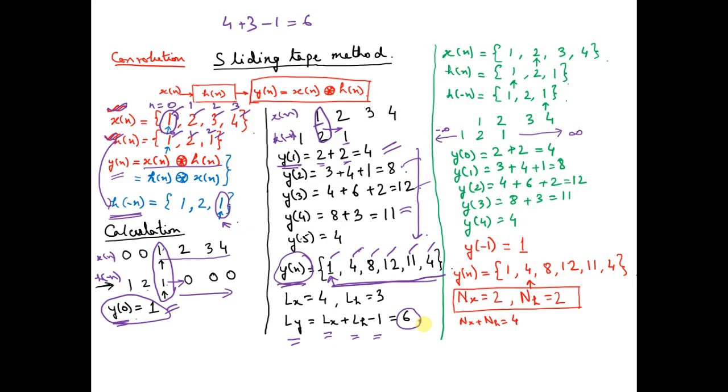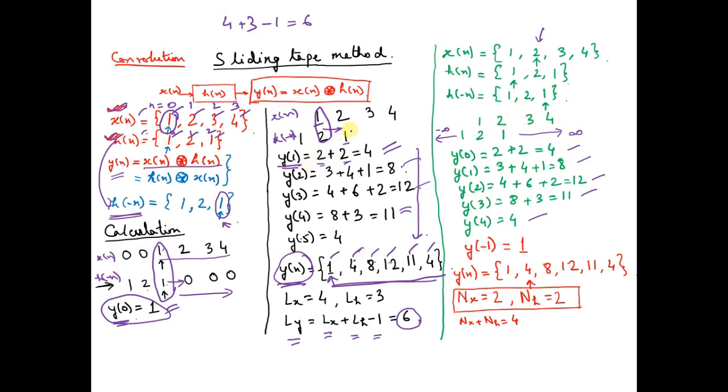Now if you see both xn and hn, they were having the origin at the first value itself. What happens if my origin was at 2? Again, we start with y0, y1, y2, y3, y4. The values, if you see, are 4, 8, 12, 11, 4. But in this case, what would have happened?